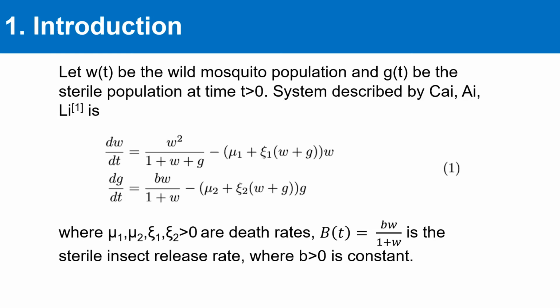And here we have a release rate B(t) equal to B times W over 1 plus W. It is a release rate that's roughly proportional to the wild population, but approaches a constant B as the population grows larger. As you can see, all the values listed here are positive.